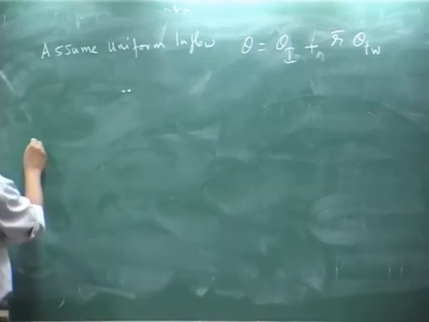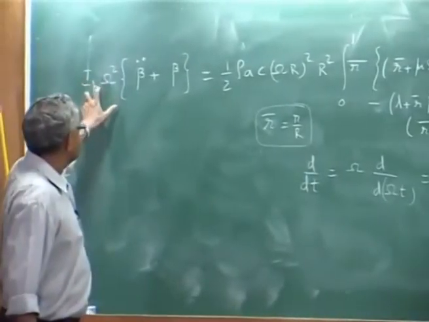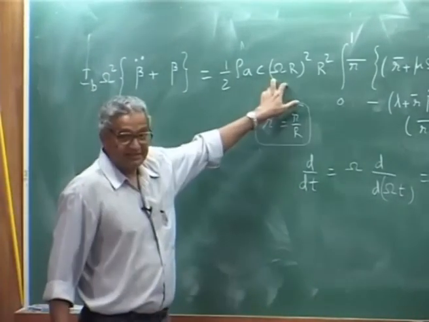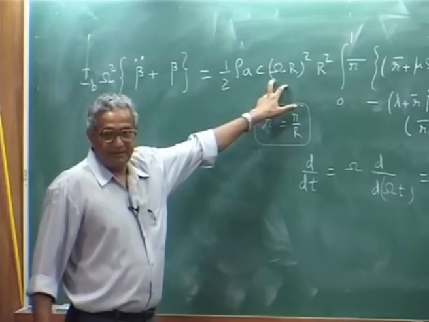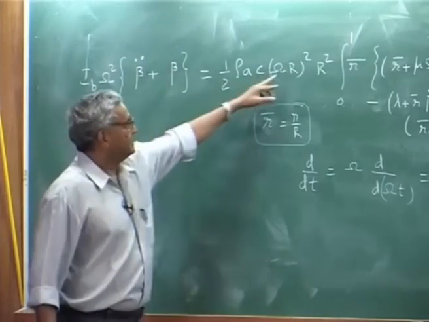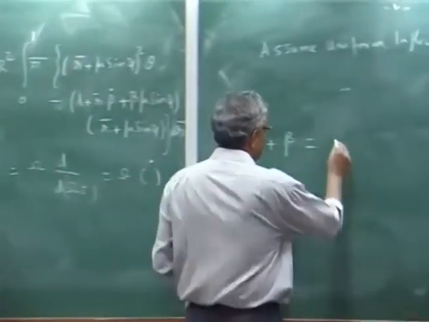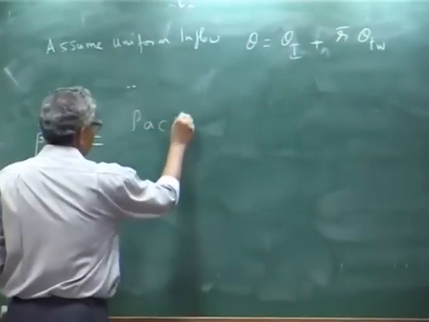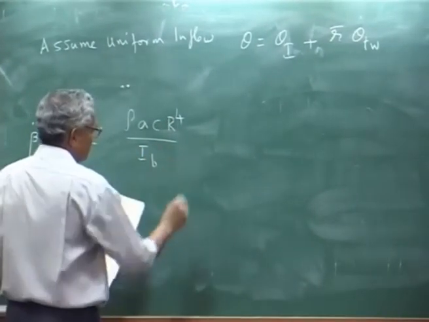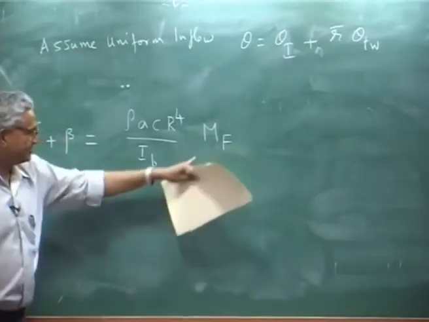This is beta double dot plus beta equals. Now you see, I take this I_B omega square, divide here. When I do that, rho a c, one of the omega square will go up, and then R power 4 over I_B. So I will have rho a c R^4 over I_B, and I am putting some M_F. Just I will write this expression.